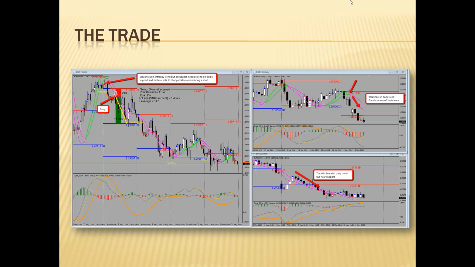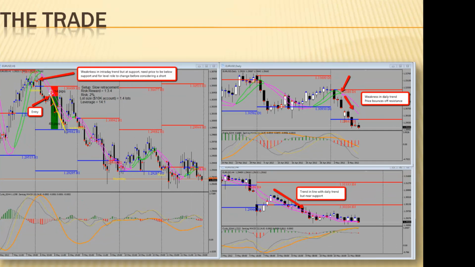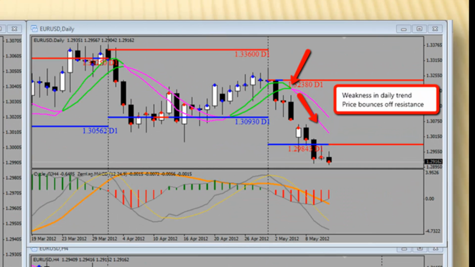In this example, reviewing the daily chart, we can determine that price had bounced off support and ended the month with a flat trend. Trigger lines are coming close together, signifying weakness in the uptrend. We further determine that price is at resistance. This tells us that we should be looking for short entries only.